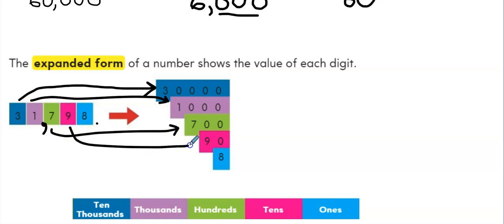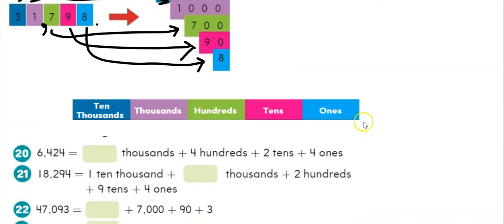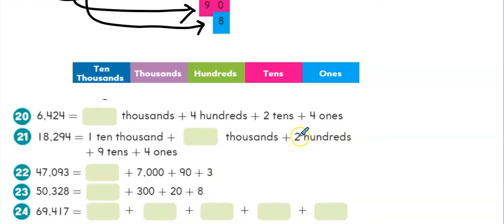The 9 is in the tens place. 9 times 10 is 90. So there's that zero telling us we're in the tens place, and 8 is in the single ones place, which means it's just 8. Which leads us to what we call expanded form of a number.